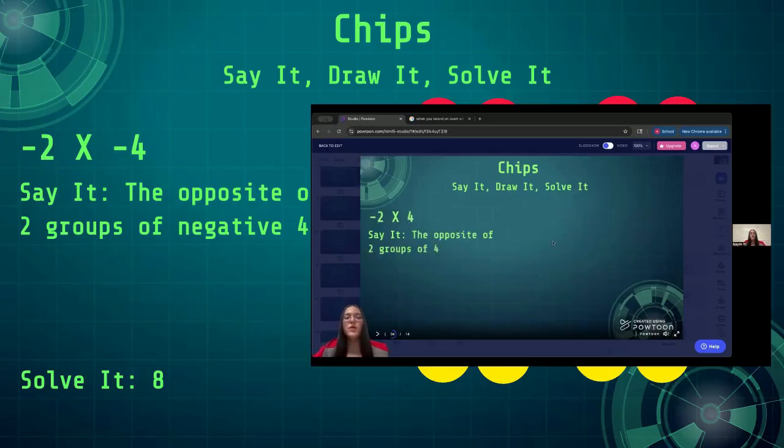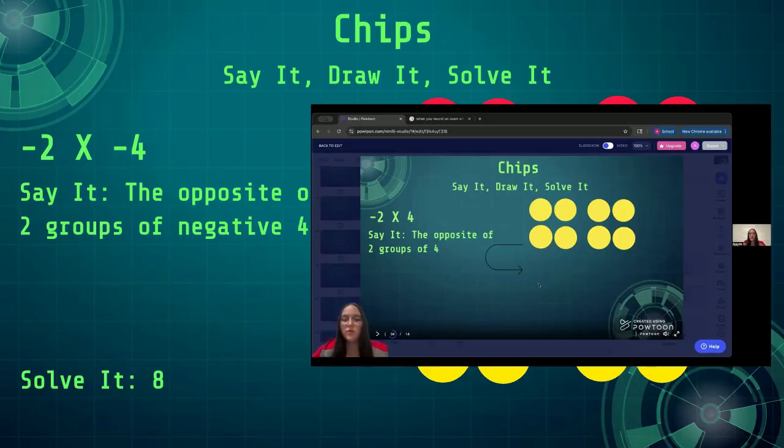Our next problem, -2 times -4, will be a little bit different, as I had said. This would be pronounced as the opposite of 2 groups of 4. So first, we are going to start off by drawing 2 groups of 4. 1, 2. And we have the opposite of. So we're not done yet. We have to draw an arrow showing that we are going to flip the sides of the chip. So we're going to flip from yellow to red to show the opposite.